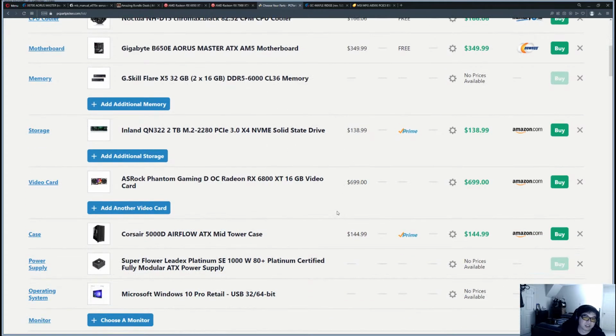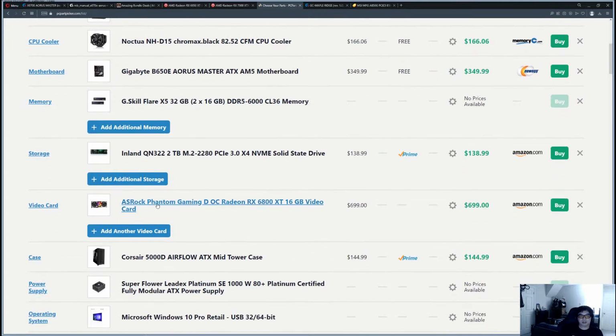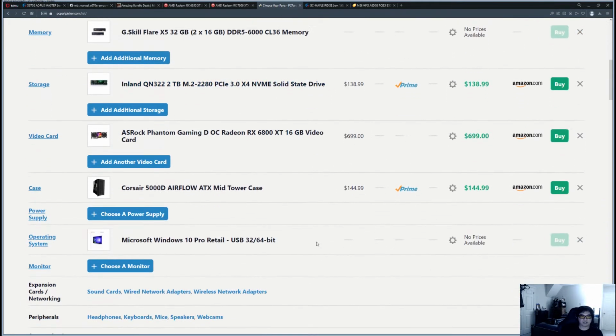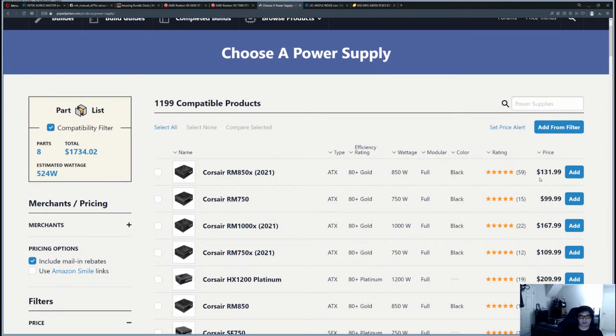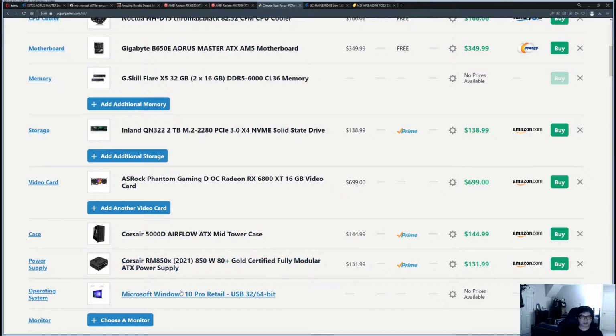But yeah, this is what I would do if it was me. 6800 XT, and this power supply, although now it's out of stock, so we can't really go with that one. We're probably going to have to choose a different one. This one's good enough, so I would get that. And yeah, that's it.